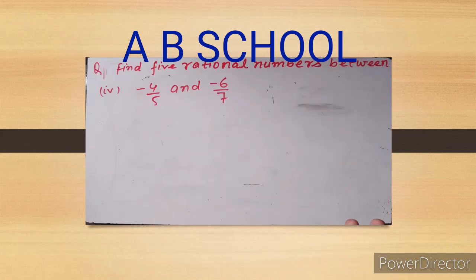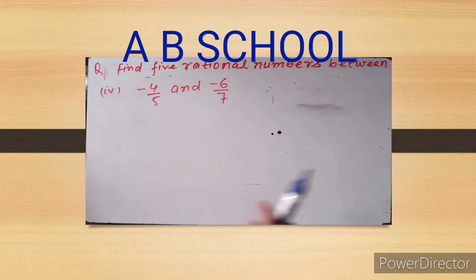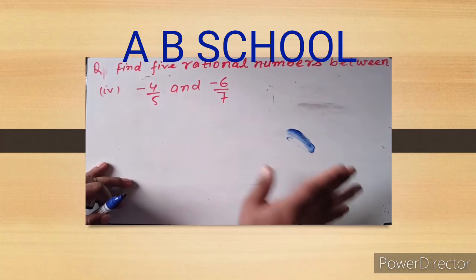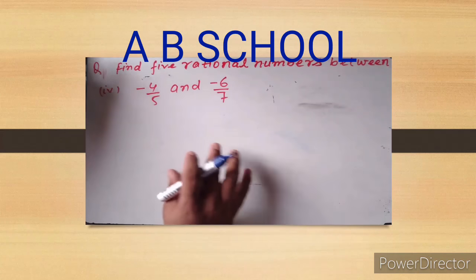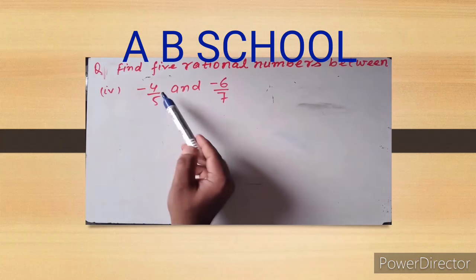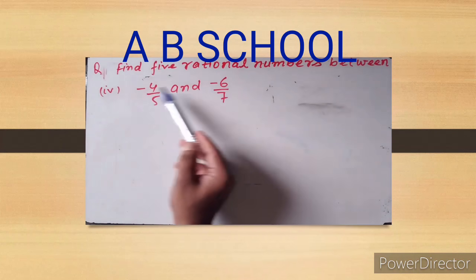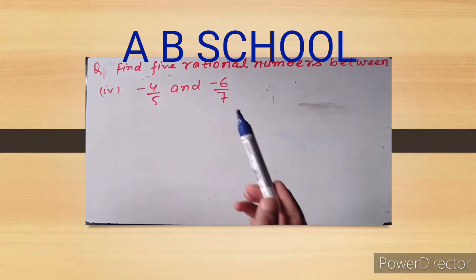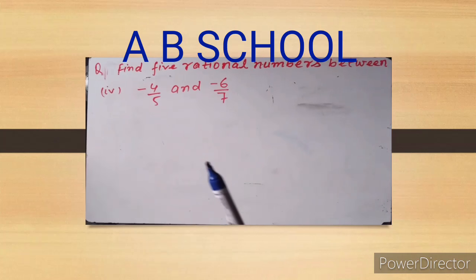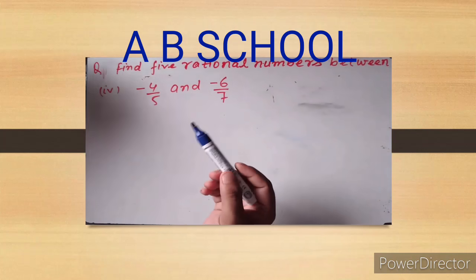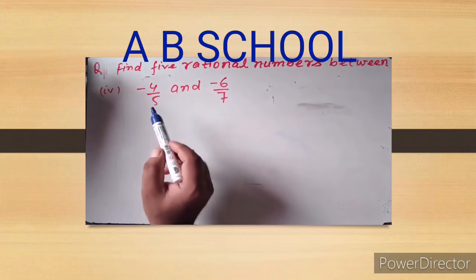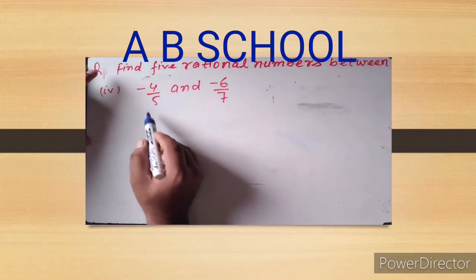Now students, pause the video and try to solve this one question yourself. Now if we see this question, both the rational numbers are negative. You can see here a negative sign, here also a negative sign. So don't get confused after looking at the negative sign. We will do this one the same way. Here the denominators are different, so first we will equalize the denominators.